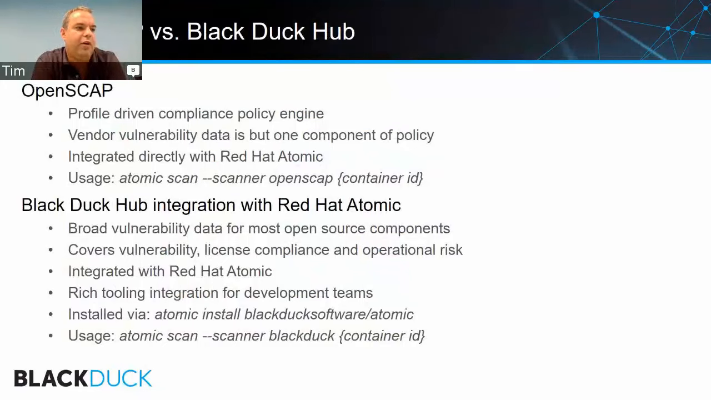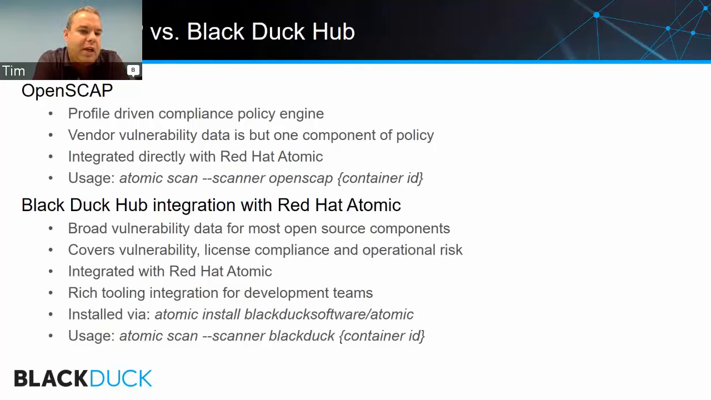And for that, we have within Atomic two scan capabilities. One is OpenSCAP, and OpenSCAP is a fantastic solution for looking at the compliance environment of the containers, virtual infrastructure, what have you, that's supporting the application. For example, if you have a PCI DSS environment and you need to separate the personally identifiable information from that which is just generic information on the back end, you can set up a set of profiles within OpenSCAP that include everything from password complexity all the way down to logging capabilities.